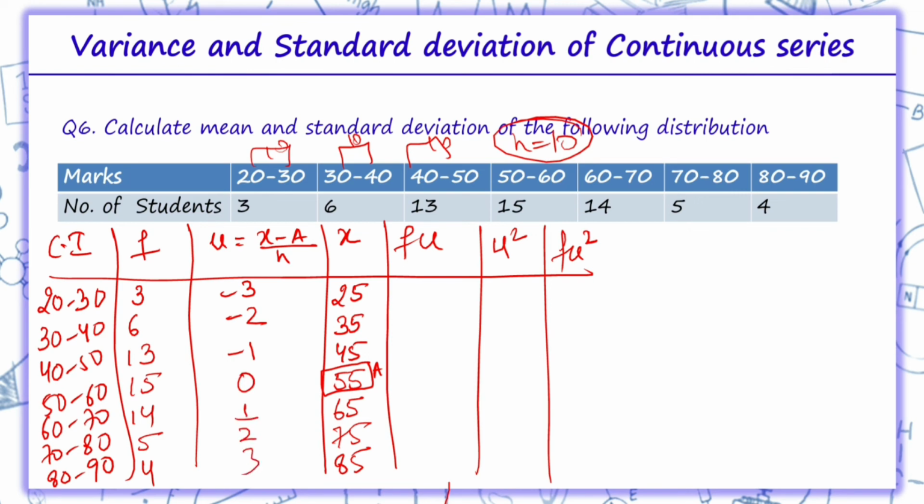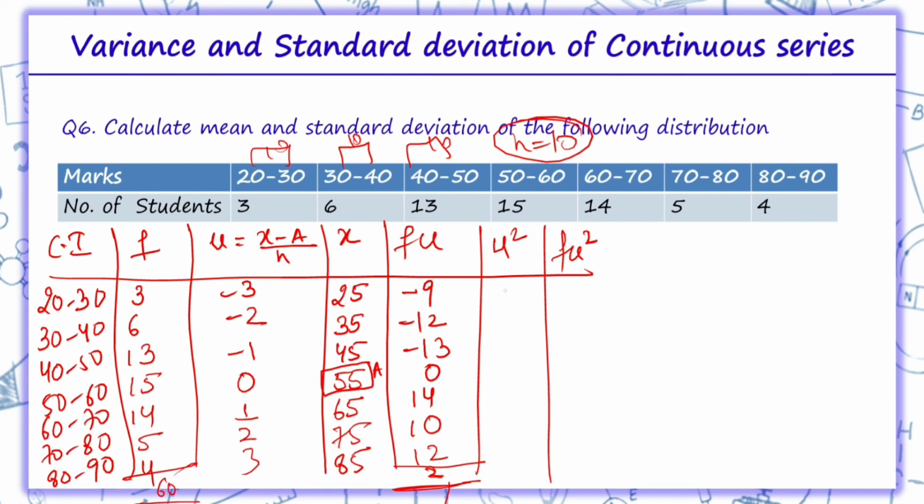Then we'll do f into u. So we'll get minus 9, minus 12, 13 into minus 1, minus 13, 0, 14 into 1, 14, 5 into 2, 10, 4 into 3, 12. The summation of fu we'll find, which is coming out to be 2. And summation of f is 60.